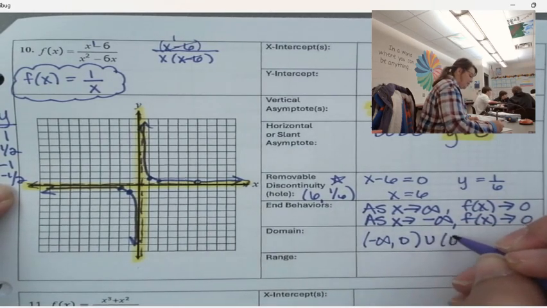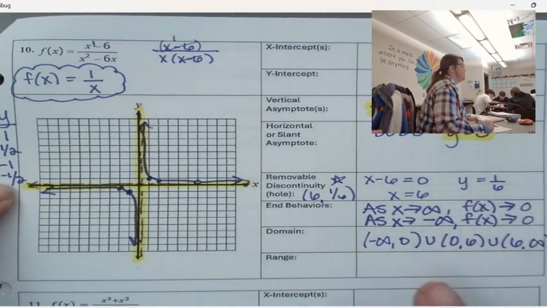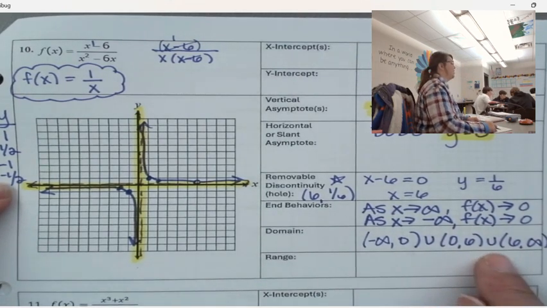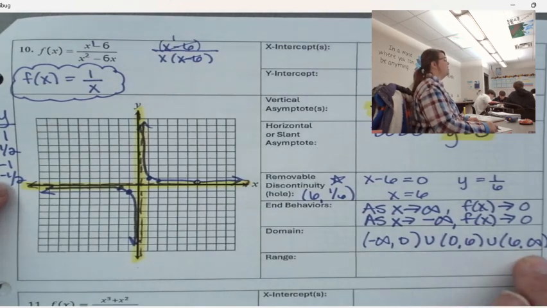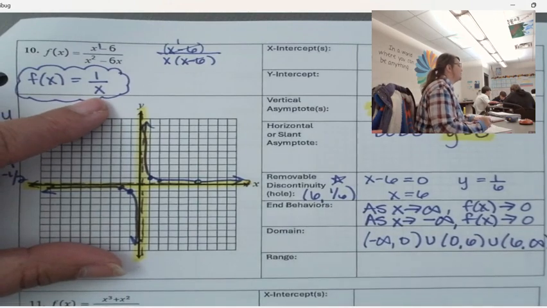So I go to 0 first, then I go 0 to 6, then I go 6 to infinity. You can't just throw these randomly all down here. You got to go in order from left to right. And on the y one, you got to go smallest to biggest. So both of them, you can just remember smallest to biggest.